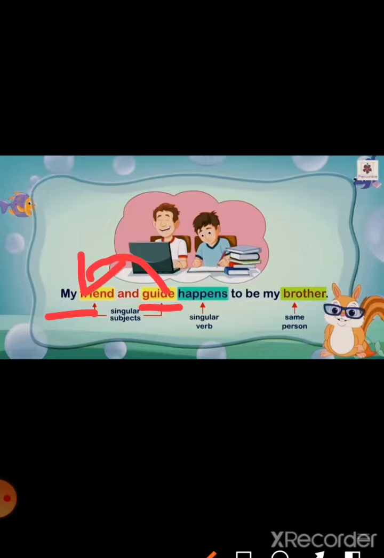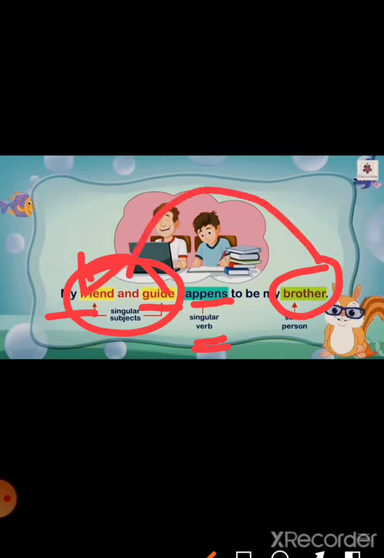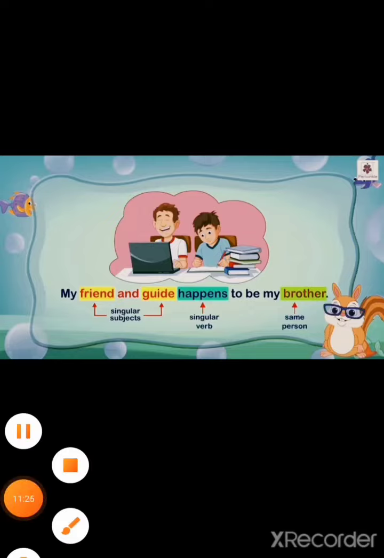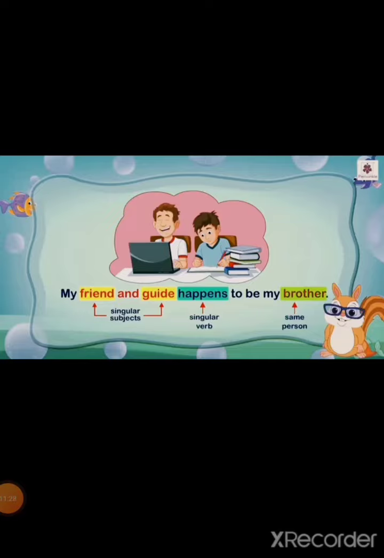So my friend and guide happens. So that is why singular verb will follow. To be my brother. Who is my brother? So my brother is both the things for me. My brother is for me my friend and he is also my guide. So these two qualities I have in one person. Who is it? My brother. So the same person is having the two qualities. So here the subject refers to the same person, which is singular in number.